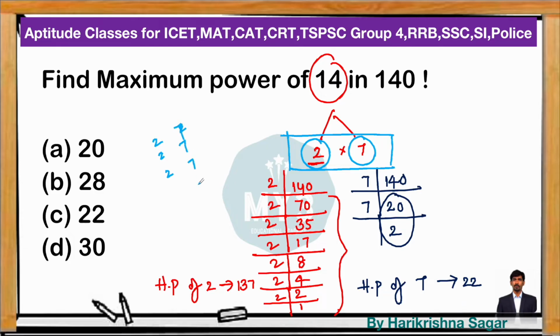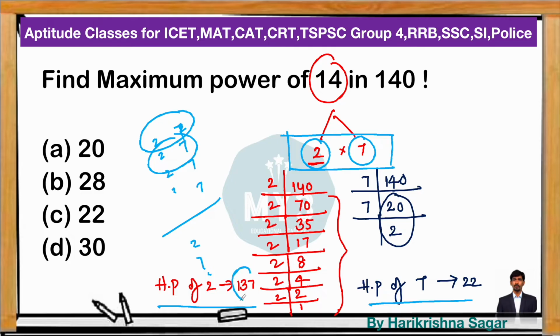We have only 22 sevens. So these extra twos never give 14. You will get 14 only because of a 2 and a 7. That means you have to look at the minimum number in the powers. This is 137, this is 22. That means you will have 22 pairs of 2 and 7. That means the maximum power of 14 will be 22.